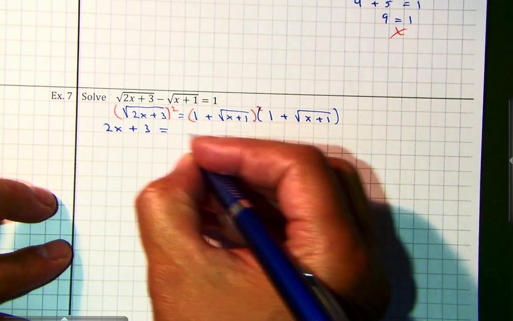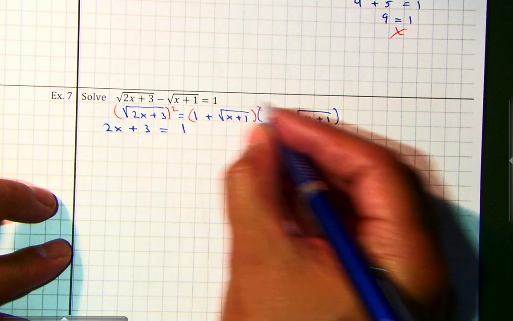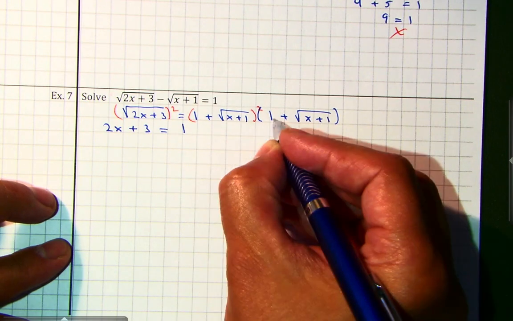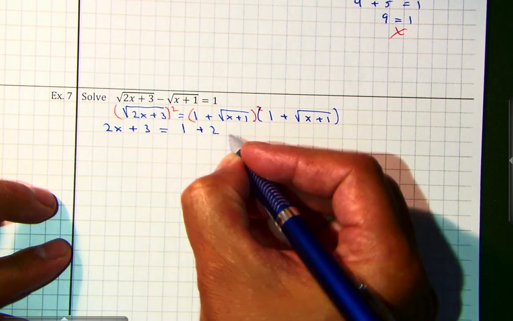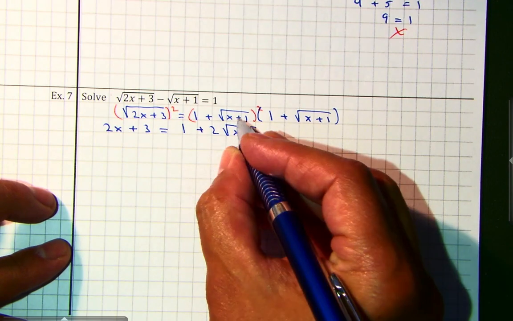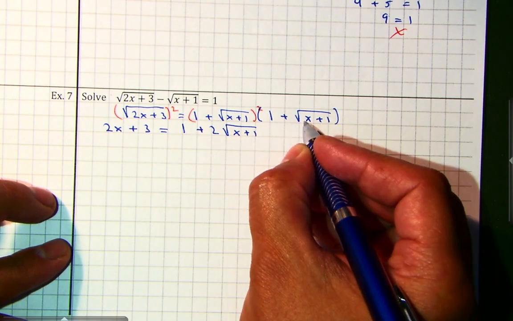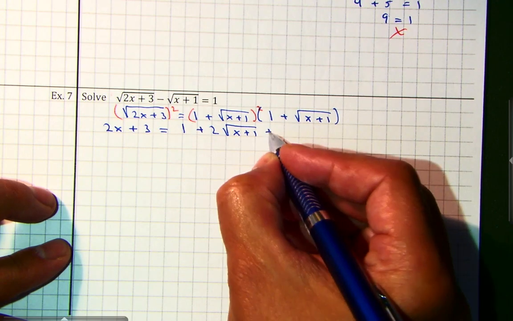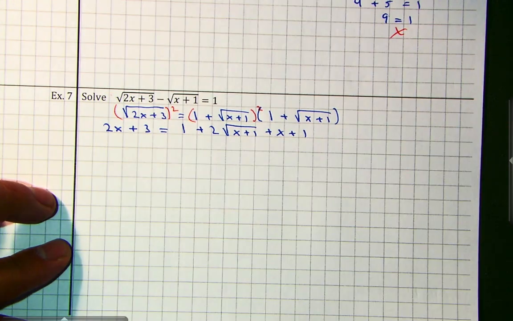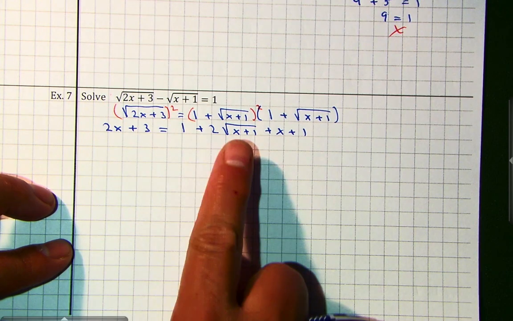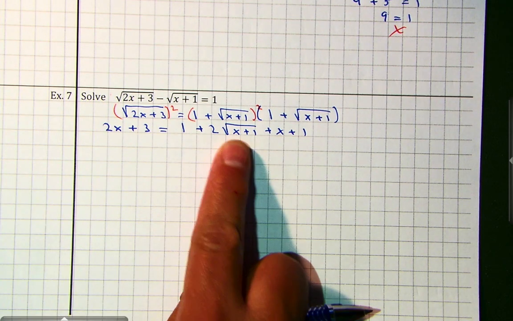So 1 times 1 is 1. 1 times the square root of x plus 1 gives me the square root of x plus 1. This gives me another square root of x plus 1, so it gives me plus 2 square root of x plus 1. And multiply this out, I end up with x plus 1 times x plus 1. The square roots cancel, so I end up with x plus 1. And now I'm going to leave my square root by itself. I want to get rid of this too.